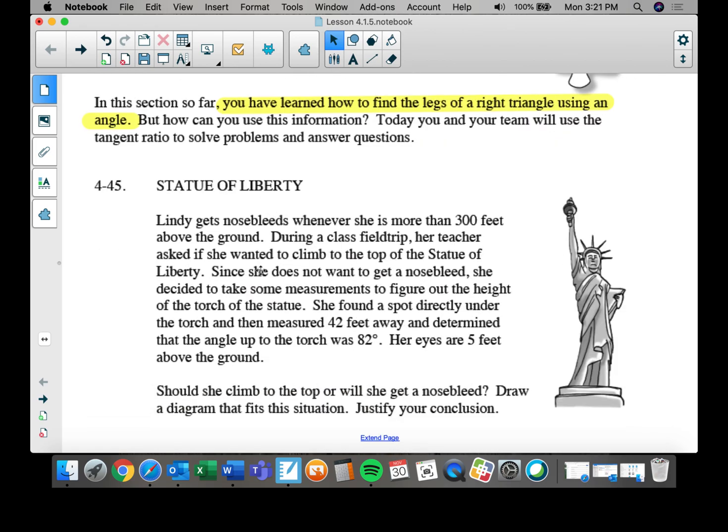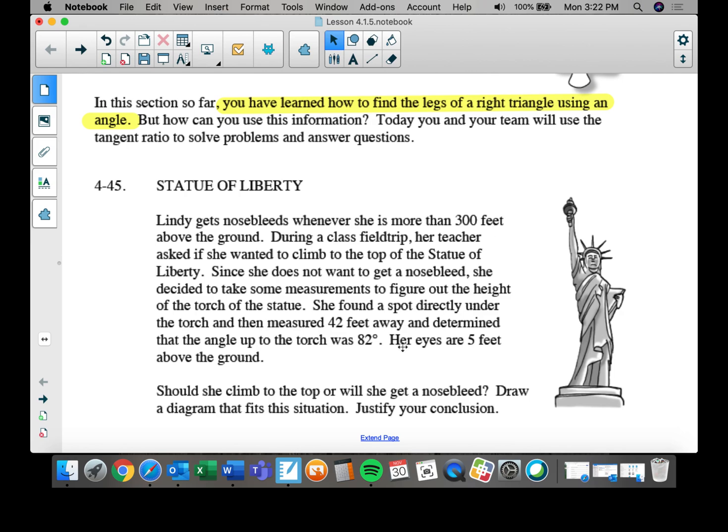So, the Statue of Liberty here. Notice Lindy gets nosebleeds whenever she is more than 300 feet above the ground. During a class field trip, her teacher asked if she wanted to climb to the top of the Statue of Liberty. Since she does not want to get a nosebleed, she decided to take some measurements to figure out the height of the torch of the statue. She found a spot directly under the torch and then measured 42 feet away and determined that the angle up to the torch was 82 degrees. Her eyes are 5 feet above the ground. Should she climb to the top or will she get a nosebleed?